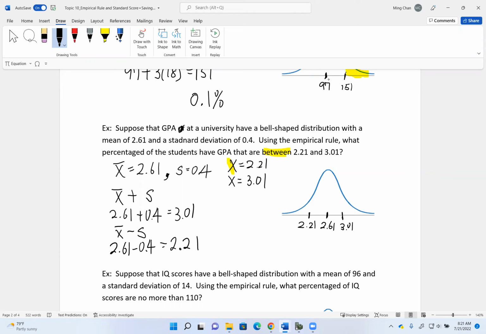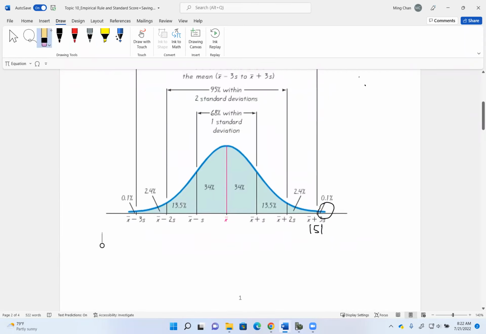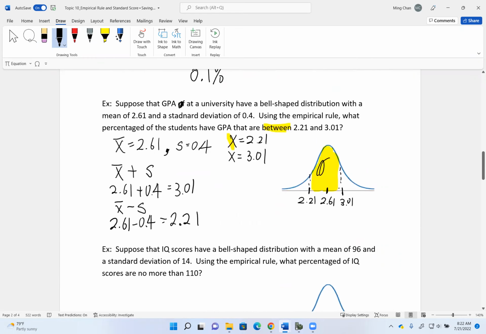Okay, so I'm looking for the percentage of students that have a GPA that's between these two. So this is the area I'm looking for, the percentage in between those two. Since I'm only 1 standard deviation away from the mean, 2.21 to 3.01, all this place is 34% plus 34%. So that means the percentage that are in between is 68%.